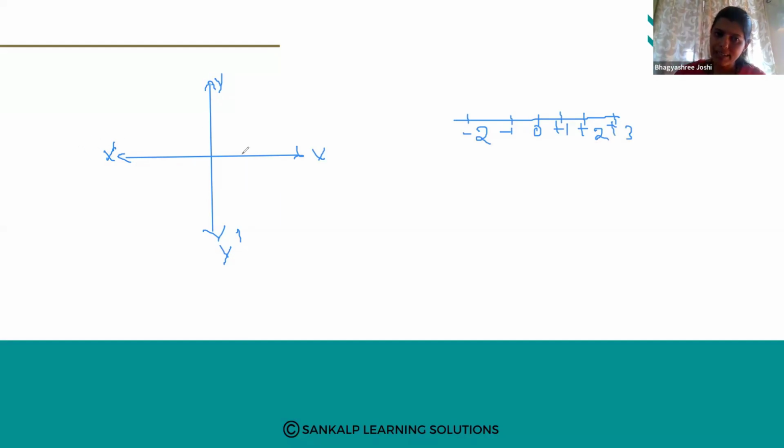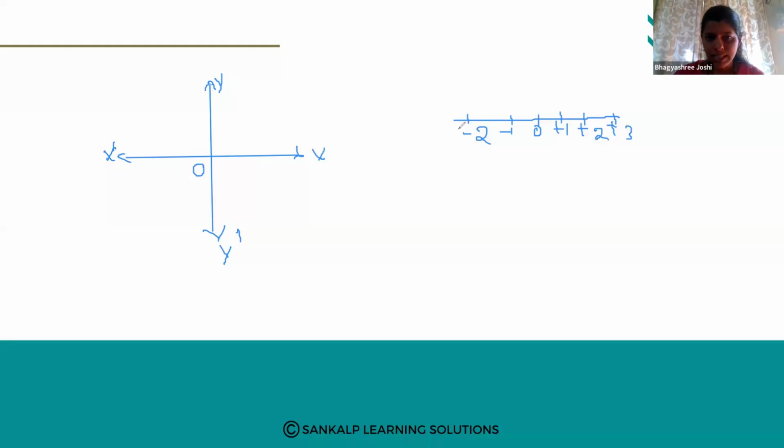Next, where the horizontal line and vertical line intersect, that is, where the x-axis and y-axis intersect at a particular point, we call that point the origin, right? The origin is denoted by the letter O.